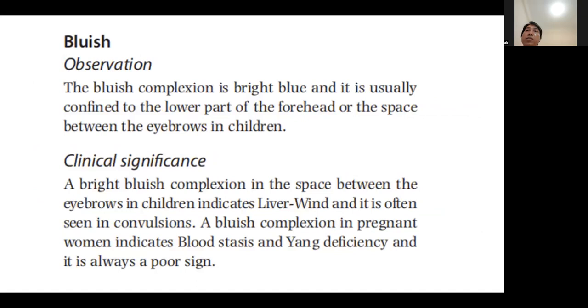The bluish complexion is bright blue, and it is usually confined to the lower part of the forehead or the space between the eyebrows in children. A bright bluish complexion in the space between the eyebrows in children indicates liver wind, and it is often seen in convulsions. A bluish complexion in pregnant women indicates blood stasis and yang deficiency, and it is always a poor sign.